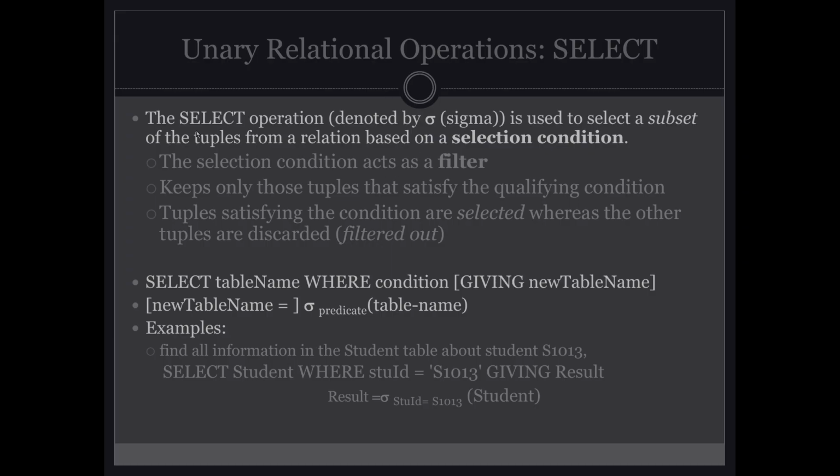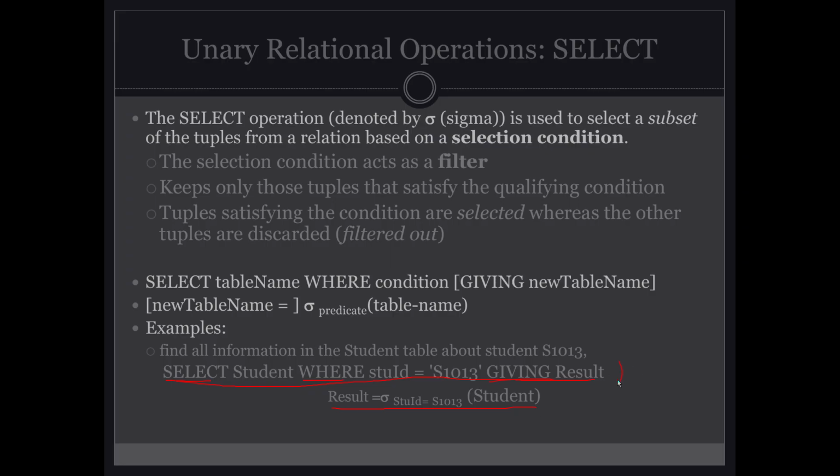First operation, like we said, is selection. What it does is return only the records in a specific table that satisfy a specific condition, okay? And there are two ways to write this. The first way is the SQL-like syntax. You have select, where, and giving, okay? And the second way of doing the notation is the mathematical one, which is the main focus of this lecture, okay?